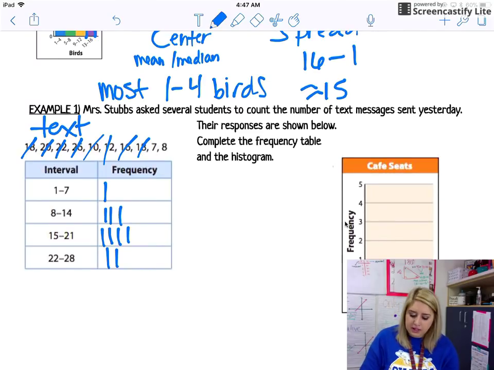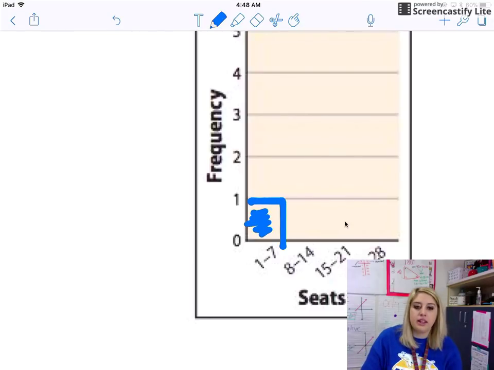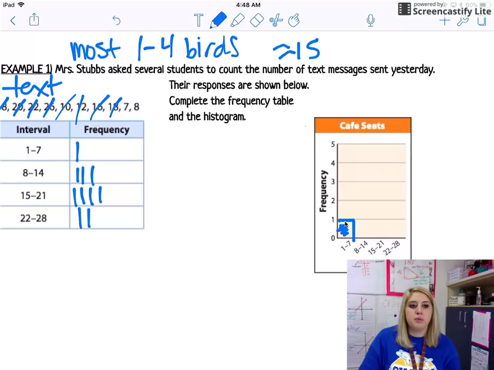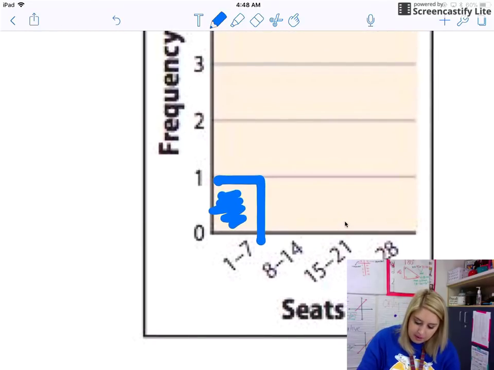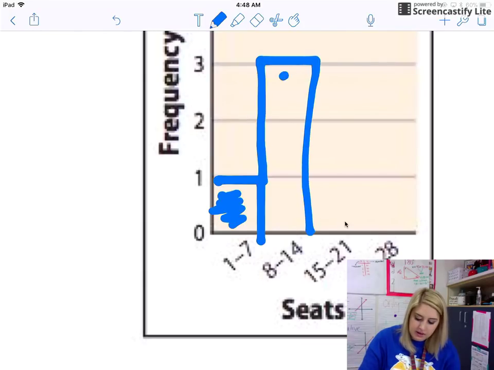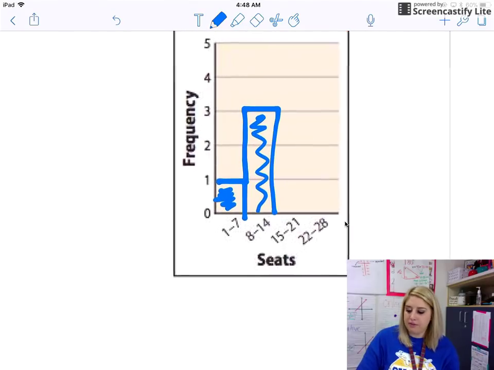So between 1 and 7, I only had one spot. So I'm going to go to the edge, make one spot, and shade it in like this. Between 8 and 14, I had 3. So I'm going to make my bar graph go up to 3, come over, come down, and shade it in like this. From 15 to 21, I had 4.